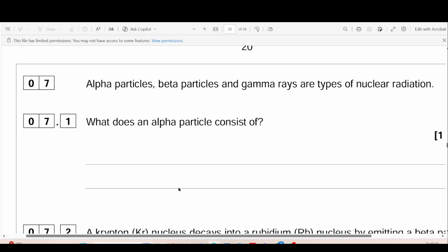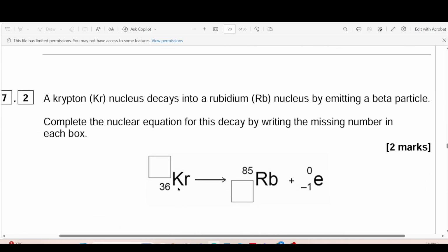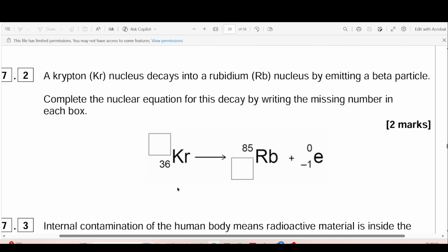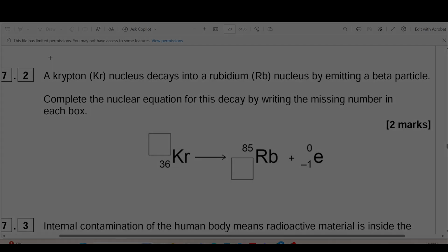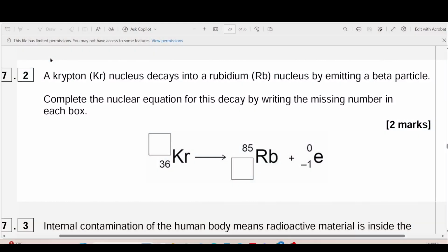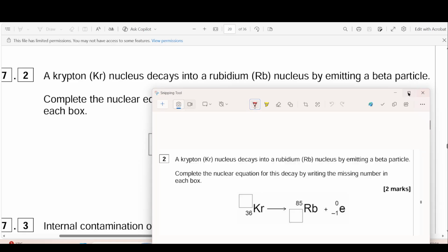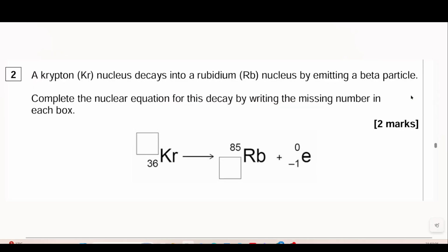A krypton nucleus decays into a rubidium Rb nucleus by emitting a beta particle. Complete the nuclear equation for this decay by writing the missing number in each box. So this is beta decay. When a beta particle is emitted, this is called beta decay. So here the mass number remains the same. If this is 85, this will remain the same 85, okay?